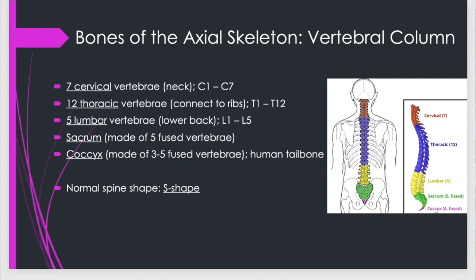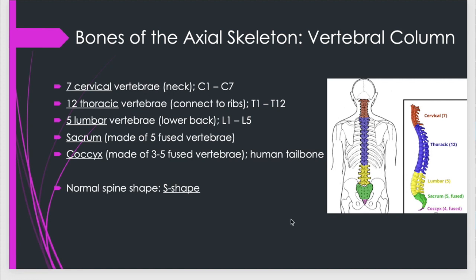Then you have 12 thoracic vertebrae that connect to your ribs. So your 12 pairs of ribs come out on either side of the thoracic vertebrae. They would be named T1 through T12. And then you have 5 lumbar vertebrae in your lower back, and they are going to be L1 through L5 since you have 5 of those. Then we have your sacrum and your coccyx. The coccyx in people is what we call our tailbone.